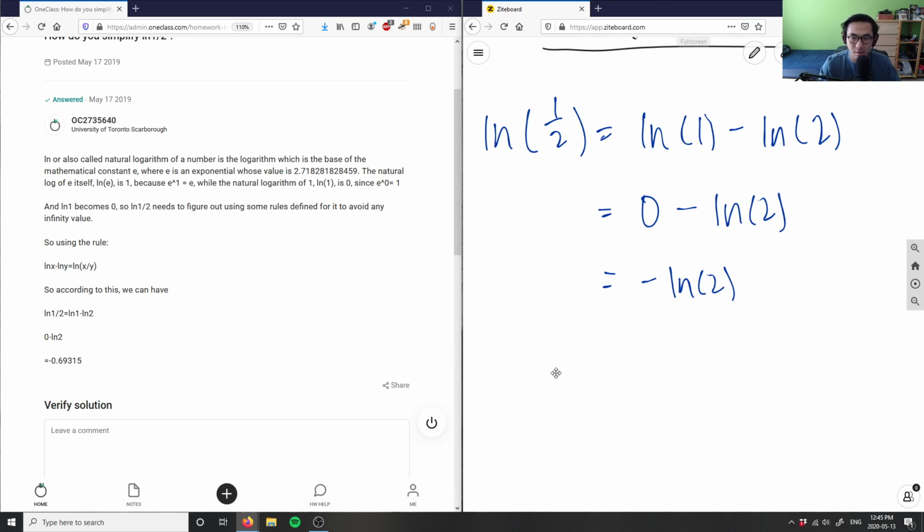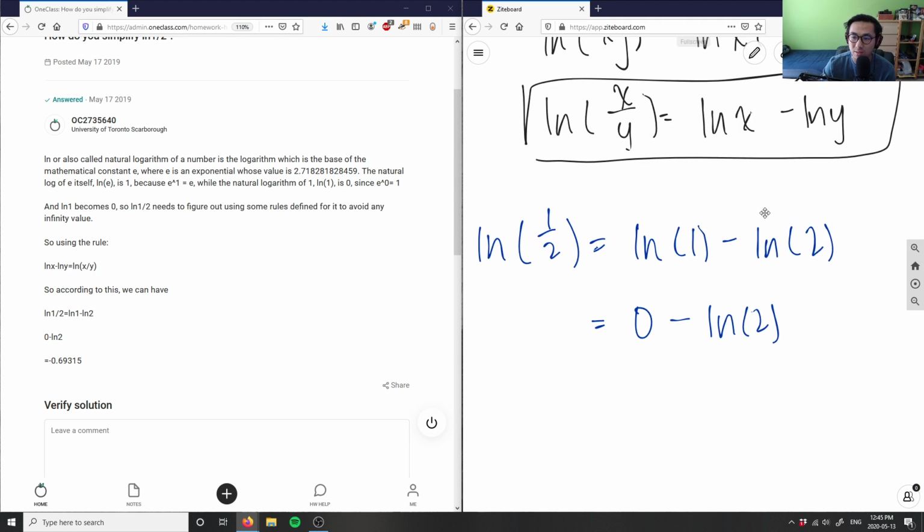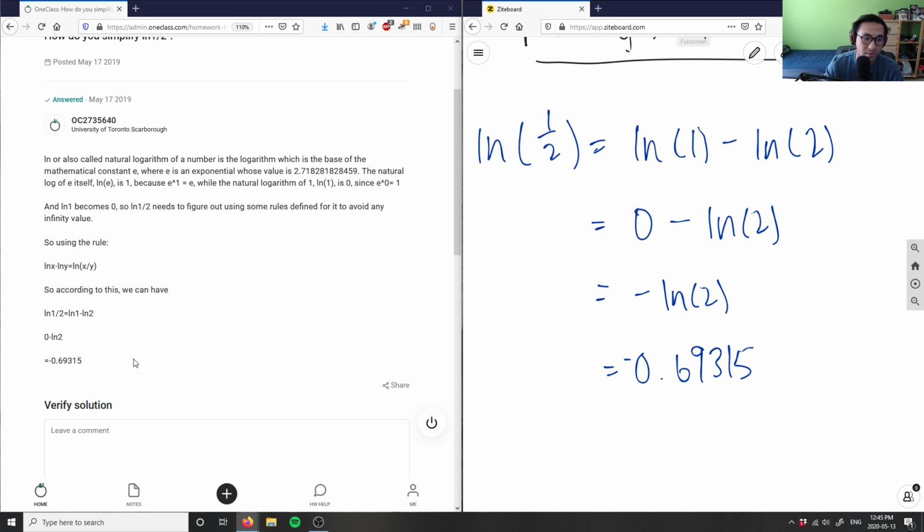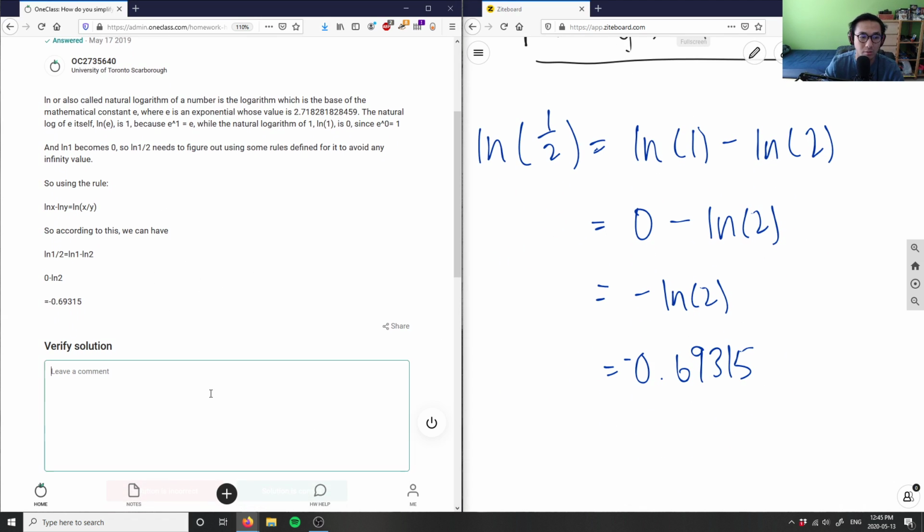And you can actually plug in ln 2 if you want to figure out the decimal place. If I were to get that, this is negative 0.69315. And this is our correct solution for number 9. This solution is correct because they used the logarithmic rule as well. Good analysis.